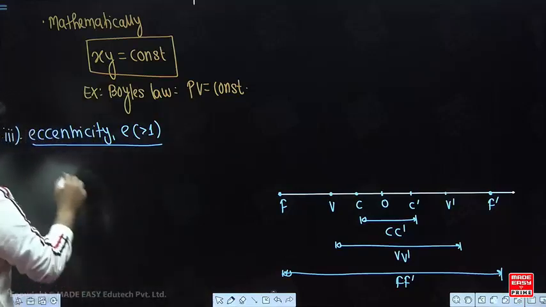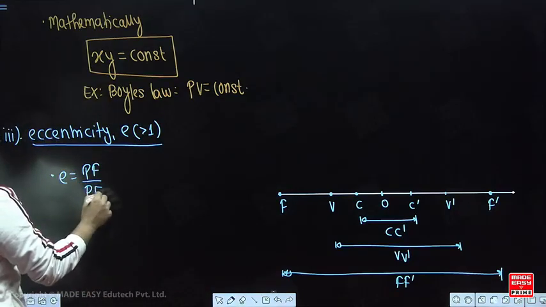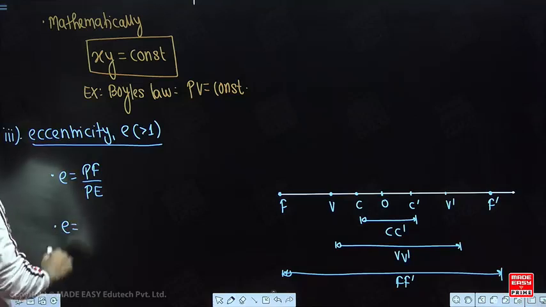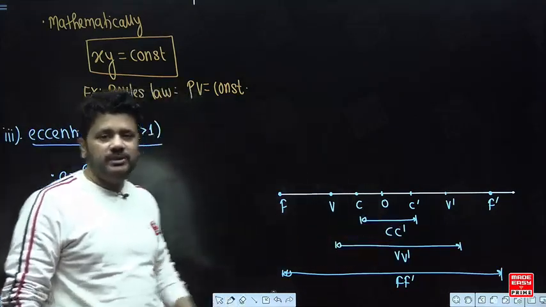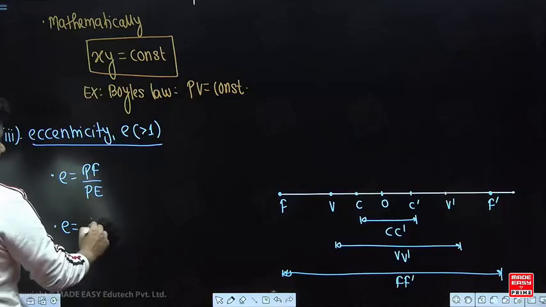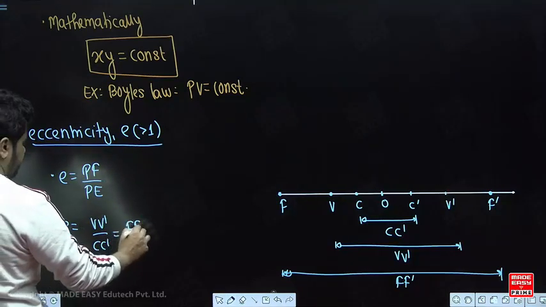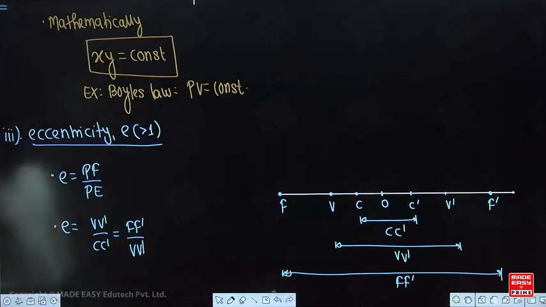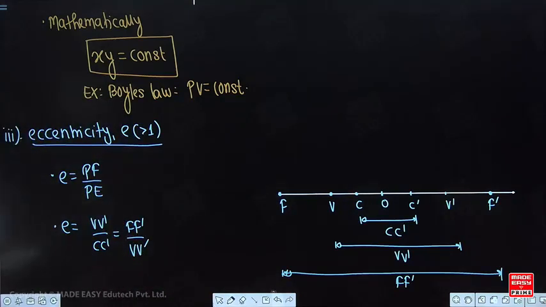I said earlier that eccentricity is defined as PF upon PD. Another way to form the eccentricity is that eccentricity should be greater than 1. Greater than 1 means numerator should be greater than denominator. So, it will become VV dash upon CC dash, which will be equal to FF dash upon VV dash. So, this is how we find the eccentricity. With this we finish this chapter as well.